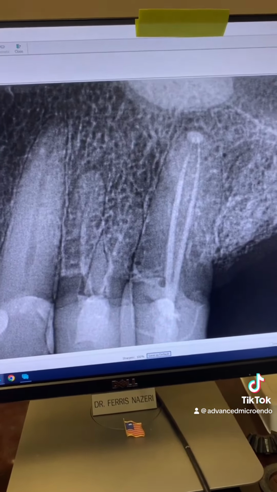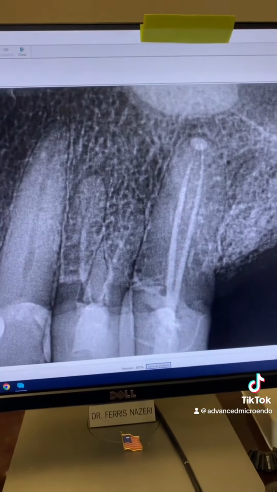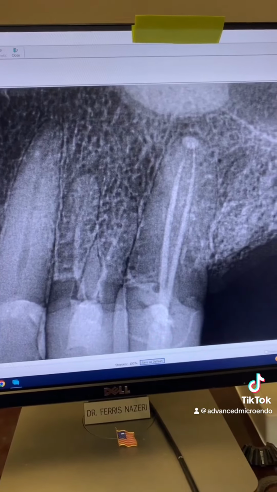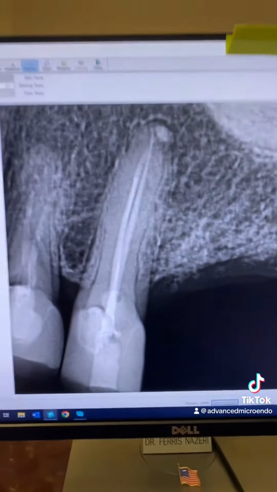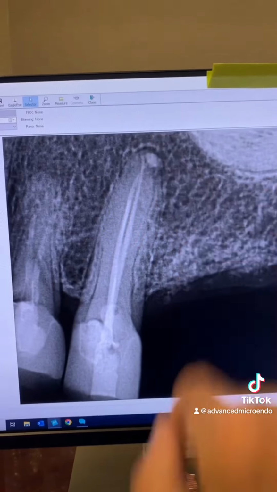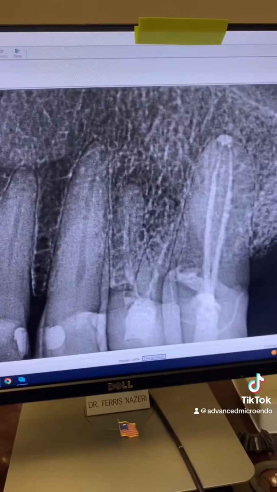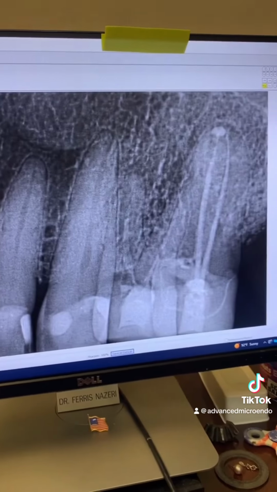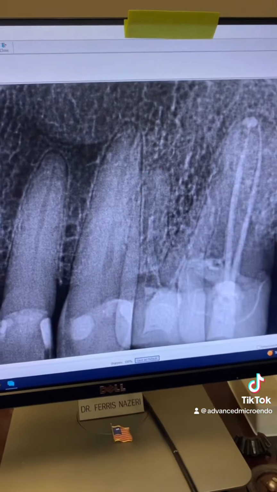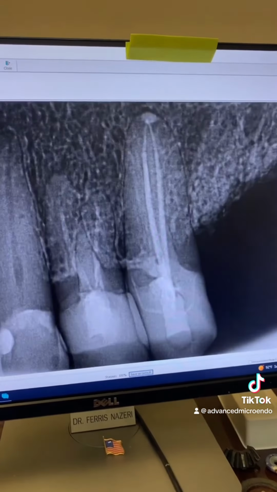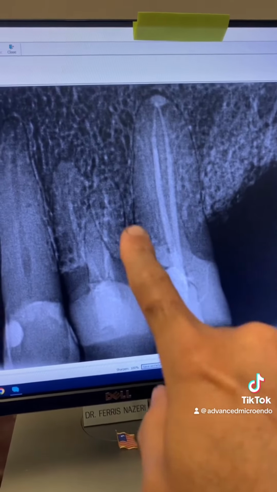Percussion within normal limits, palpation within normal limits, probings 2 to 3 millimeters. What do you do in this case? If you think this is a periapical radiolucency, would you go ahead and redo this root canal on number 13? What about tooth number 12? Would you redo that root canal? Again, the number 12 root canal was done decades ago. Number 13 root canal was done a year ago.